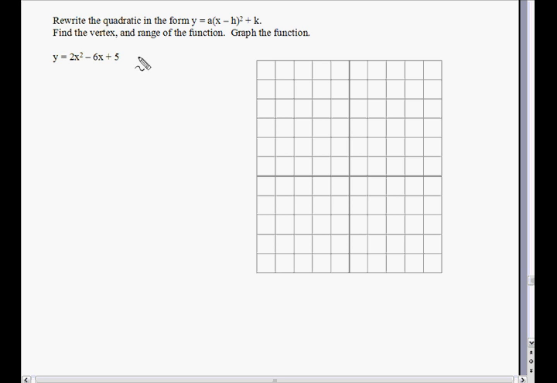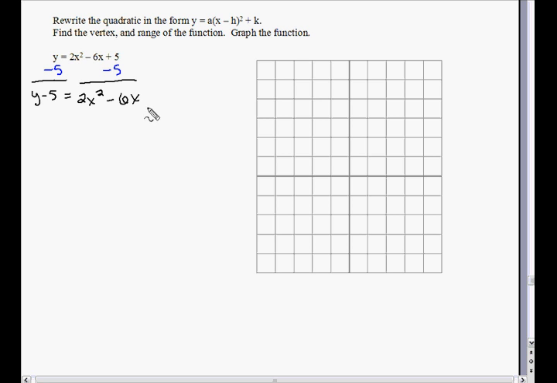Rewrite the quadratic in the form y equals a times x minus h squared plus k to find the vertex, the range, and to graph the function. When you want to put it in this form, basically what we're asking you to do is to complete the square. The first step in completing the square is move the constant to the other side of the equation.